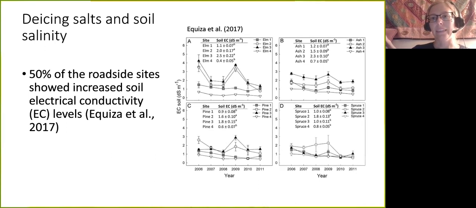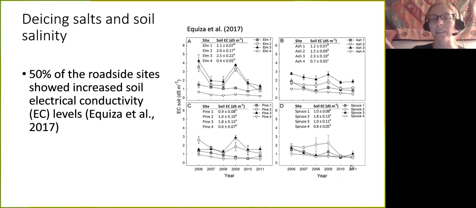And here is a diagram from their study, and it's just showing the soil EC levels over several years and of different types of trees. So we have elms, ashes, pines, and spruces. And all of the four trees are the ones with the upside down triangles that aren't filled. So here, here, here, and here.